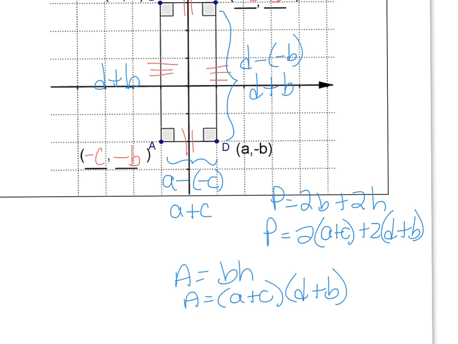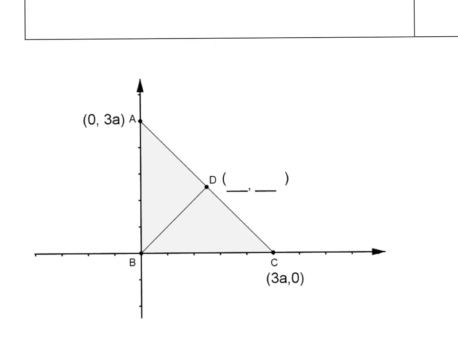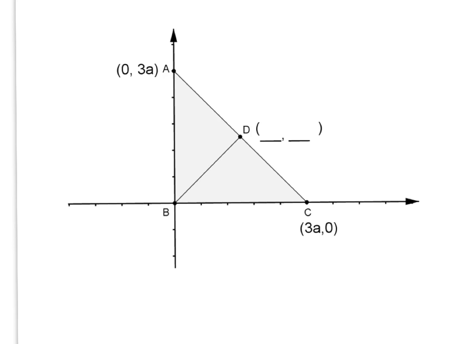All right, let's take a look at our final example over here. Again, we're going to go back to an isosceles right triangle, and I know this is an isosceles right triangle because I'm looking at the lengths here. That length is going to be 3A units long, and this length in the y dimension is 3A units long. Now, the goal here is to find the location of D.